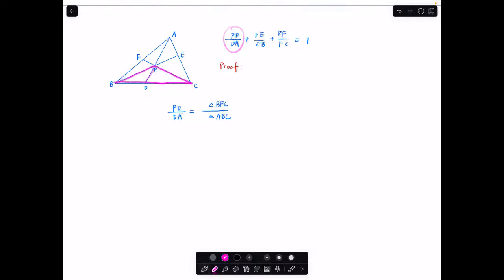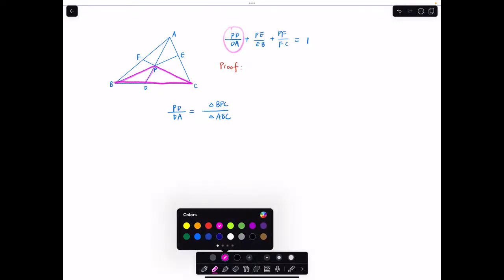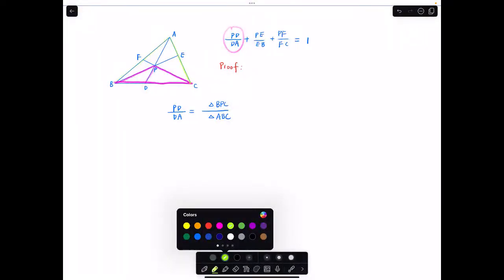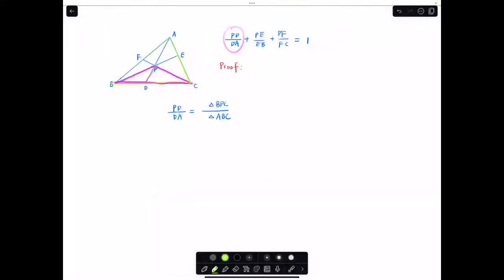Okay, versus the bigger triangle. Let's code this one, right? ABC here, so the ratio is actually here PD over AP. Okay. So similarly, we claim that for this part, PE over EB, right? So let's write it down here. We say PE over EB.